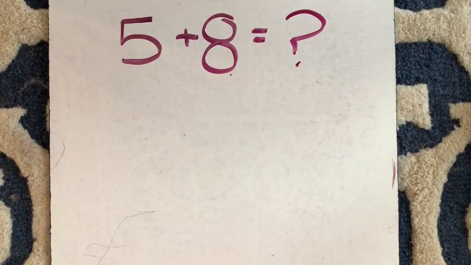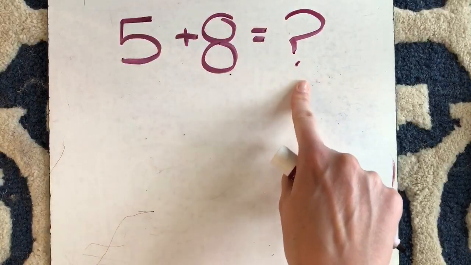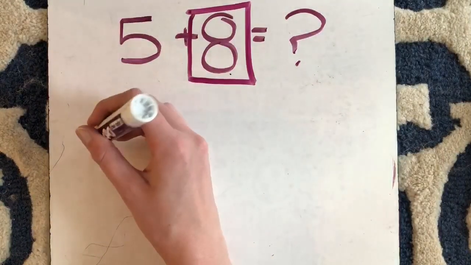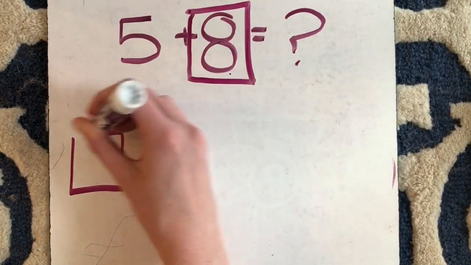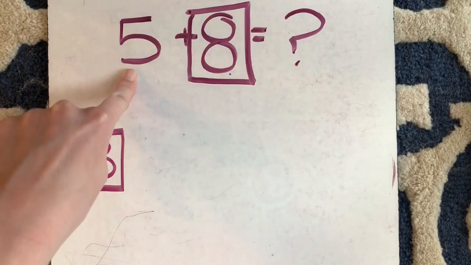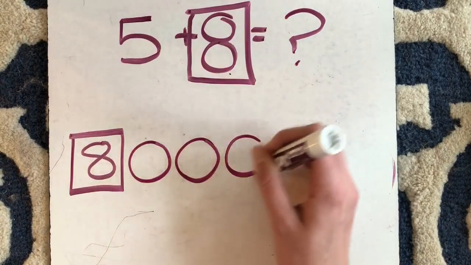Let's look at another equation. This one says 5 plus 8 equals blank. 8 is the bigger number, so I'm going to draw a box around it. That means 8 is going to be my starting point for counting on, so I'm going to draw that box again. Now I have to add on 5 more, so I'm going to draw 5 more circles next to the number 8.